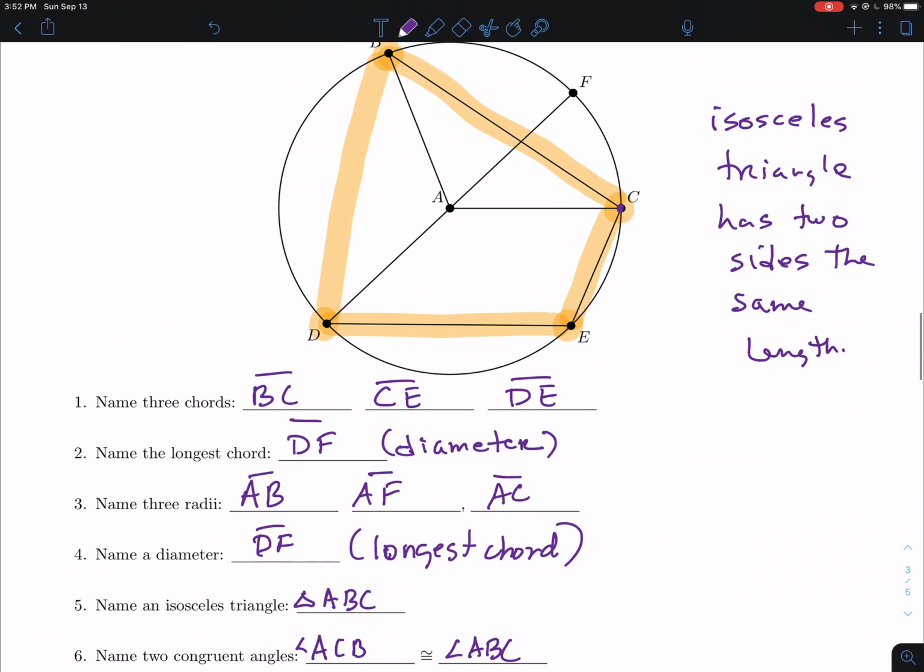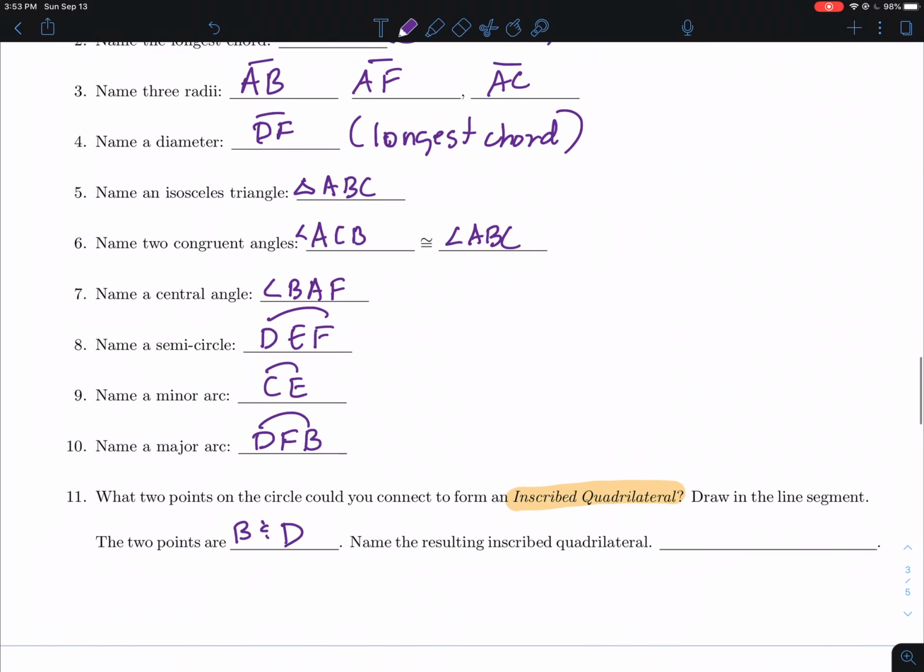And what kind of shape do we have? Well, it looks like a trapezoid to me. So I would say trapezoid.